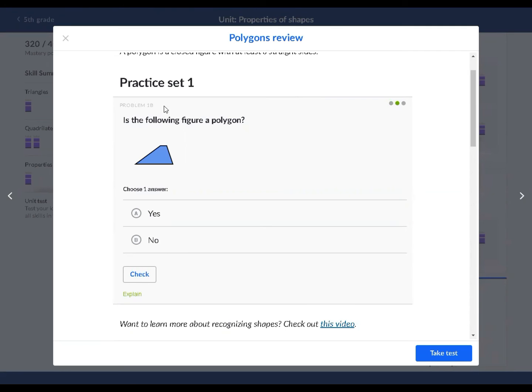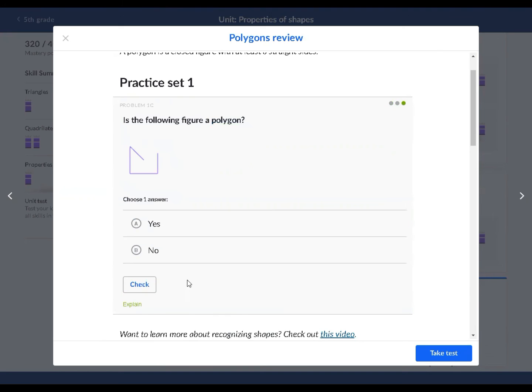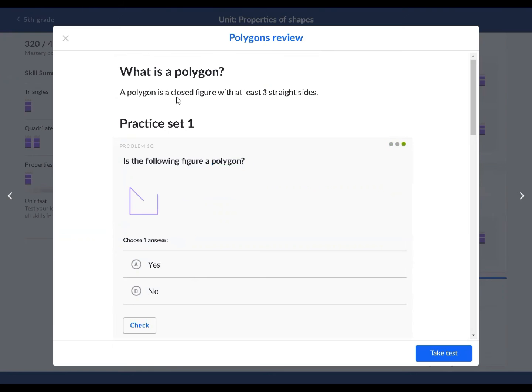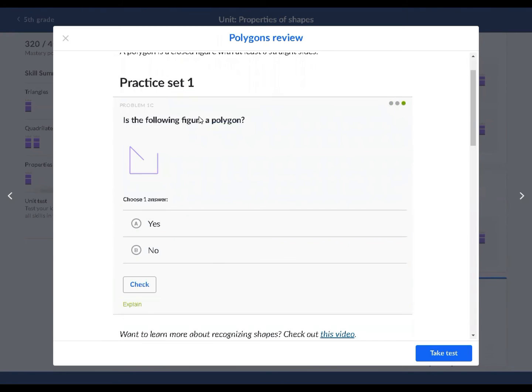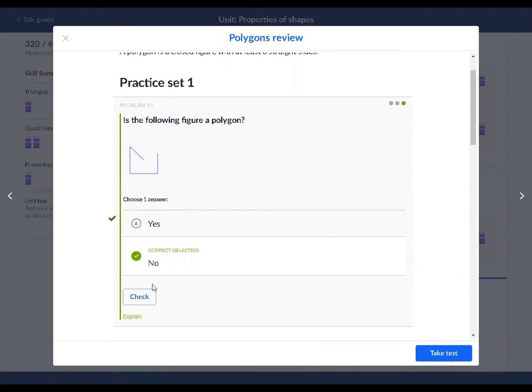Is the following figure a polygon? Well, no. Wait, no, actually, yeah, this is a polygon, my bad. Yeah, because we don't care about the length of the sides or the angles, but it's a polygon. Yeah, is this figure a polygon? So this should be a closed figure, so this is not a polygon.